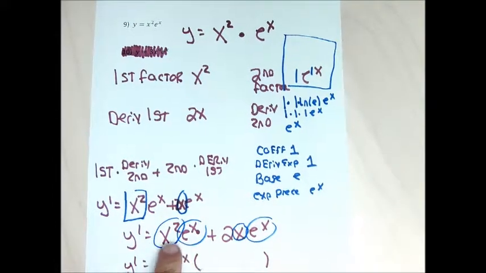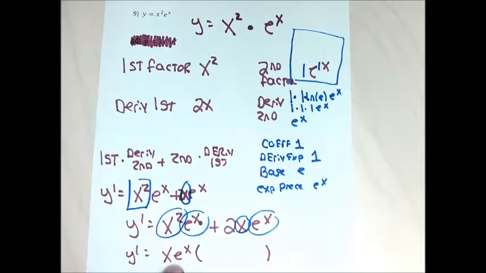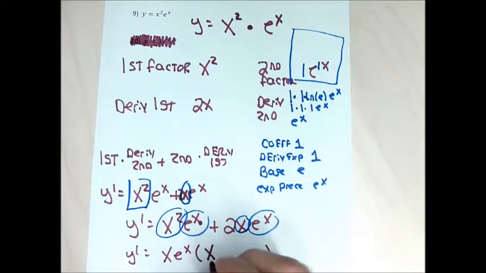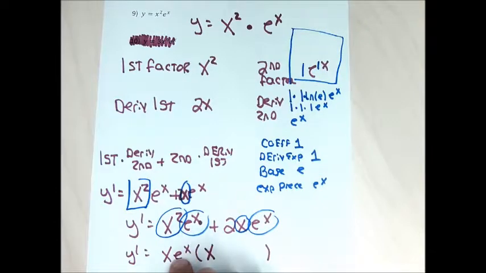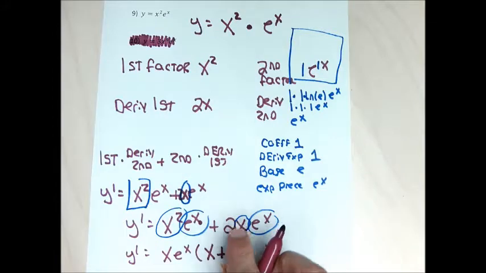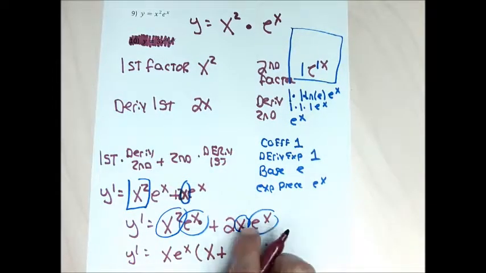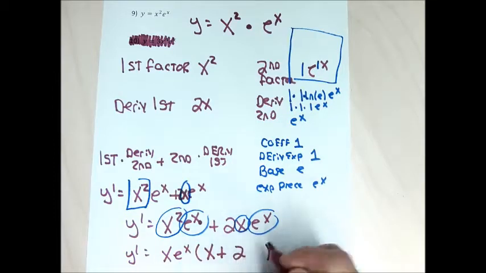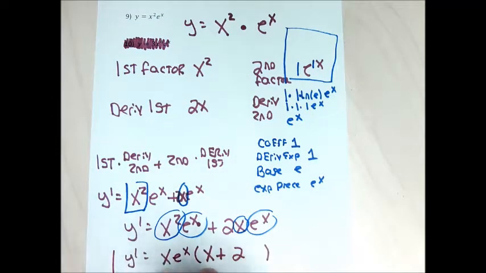From this first piece, there were two x's. I factored out one. I'm left with 1x. There was an e to the x. I factored it out, so it's gone. After the plus sign, I factored out the x, so it's gone. I factored out the e to the x, it's gone, but this 2 remains. This would be somehow the best answer for problem 9.